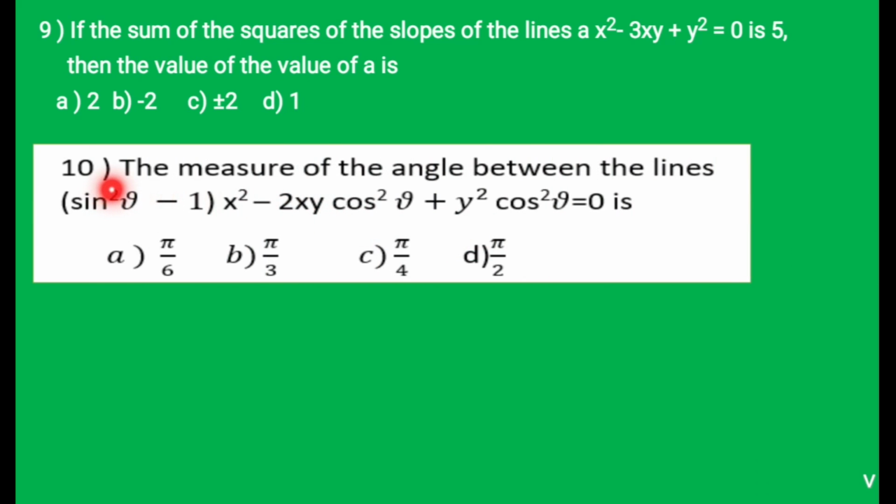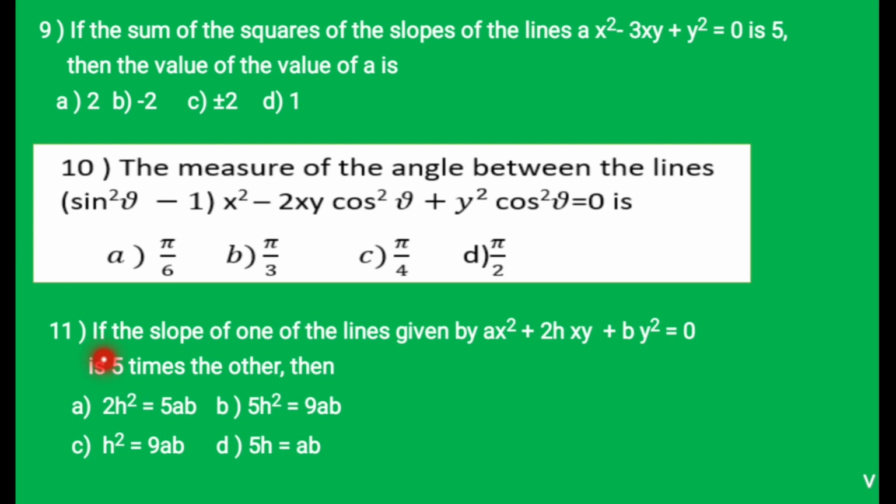Now see question number 10. The measure of the angles between the lines sin square theta minus 1 into x square minus 2 times xy cos square theta plus y square cos square theta equals to 0 is: option A 5 by 6, option B is pi by 3, option C is pi by 4 and option D is pi by 2.